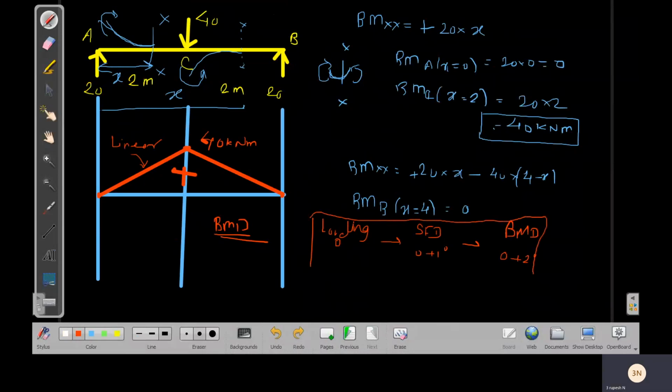Remember this statement. Okay, remember this. And if the loading is point load, the SFD should be rectangle, and if the loading is point load, then the BMD is triangle. Okay, I hope you understood this numerical.